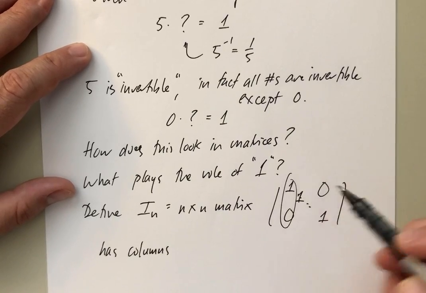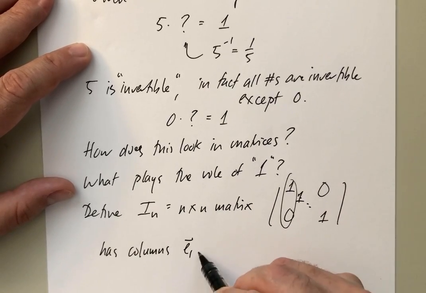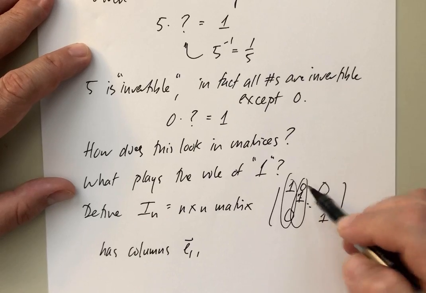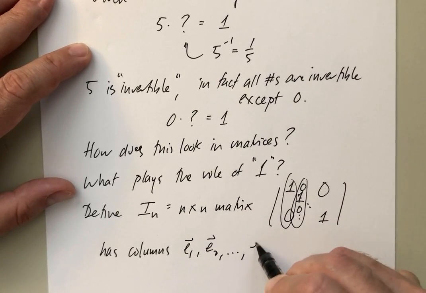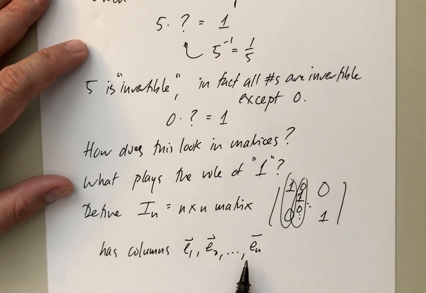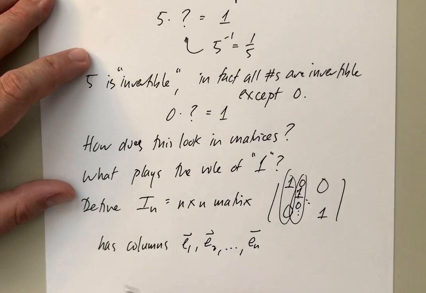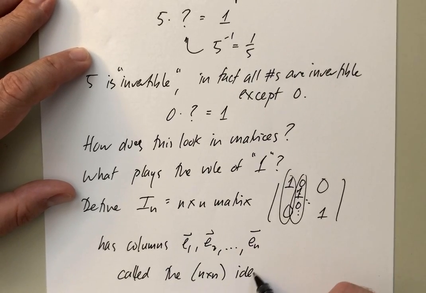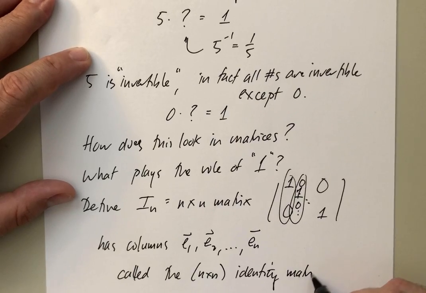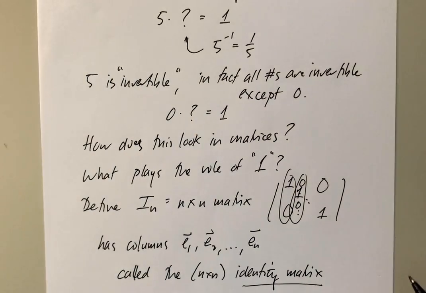If you like, this has columns. The first column is what we call e1. The second column is going to be 0, 1, 0, 0, 0. That's going to be e2, etc. So it's got n columns, and they're the n basis vectors that we've been talking about. So this is called the n by n identity matrix.